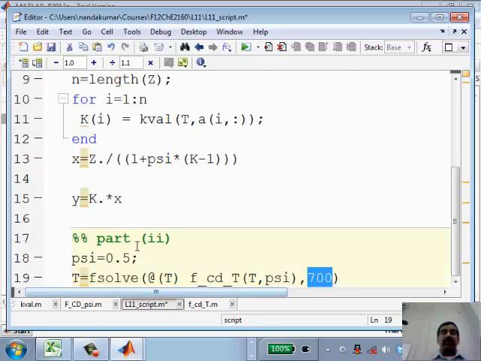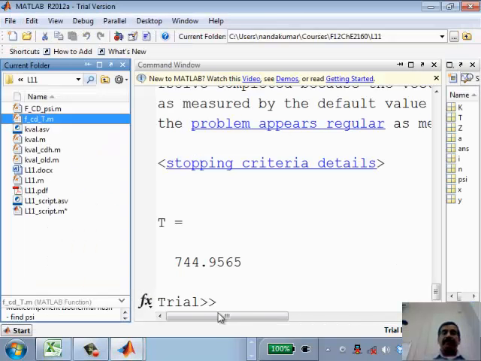Okay, so if I run this particular script, if everything worked fine in the workspace, I should get the temperature, 744. So if you control the temperature to be 744 degrees Rankine, then 50% of it will go to the vapor. Am I going fast? Are you guys following? As I said, one question on this is guaranteed.